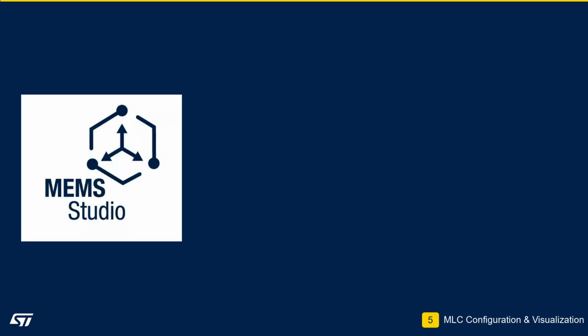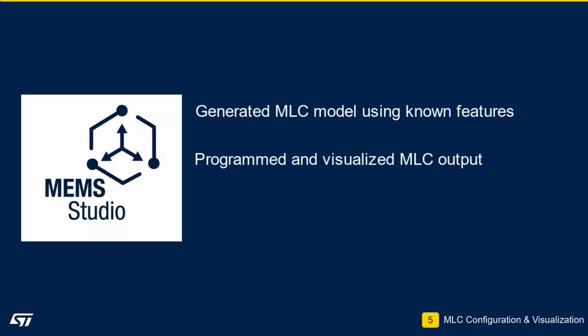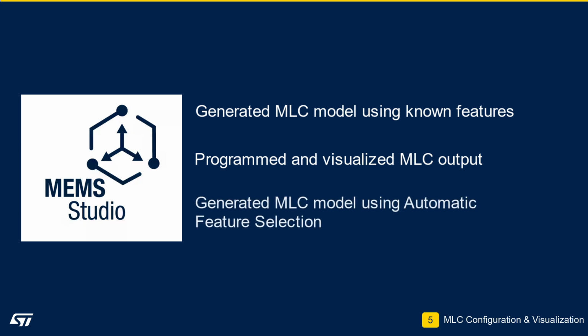In this module, we used MEMS Studio to generate a machine learning model with data captured from the LIS2DUX12 accelerometer. We programmed the Nucleo F401RE and the X-Nucleo IKS4A1 expansion board with the generated MLC model to visualize the output of the model in real time. Finally, we generated a new model using the built-in automatic filter and feature selection to compare to our manually generated model. This concludes Module 5.